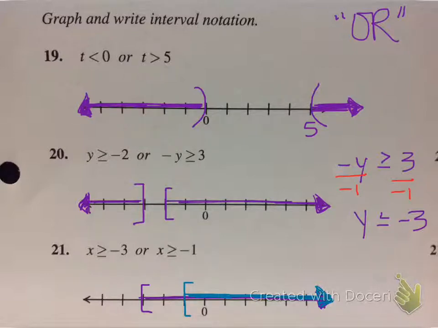So my purple graph would be the solution. If the word was AND, it would have to meet both criteria, and so where the purple and the blue overlap would be the solution if it was an AND. But since it's an OR, it can go all the way down to -3, so I can actually just back that off there, the blue, and that is my final answer.